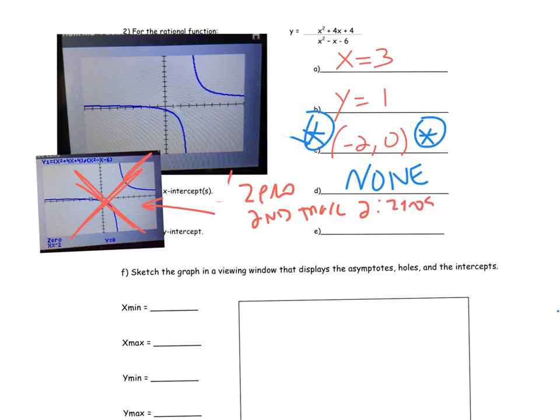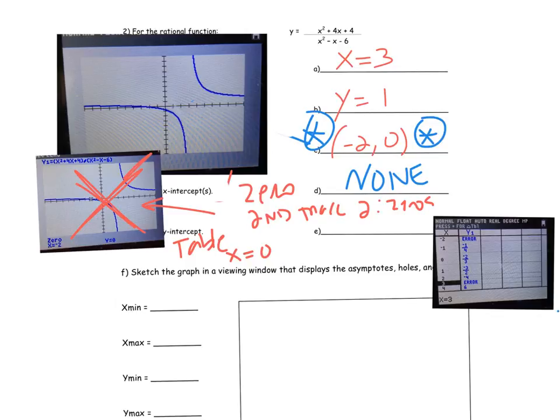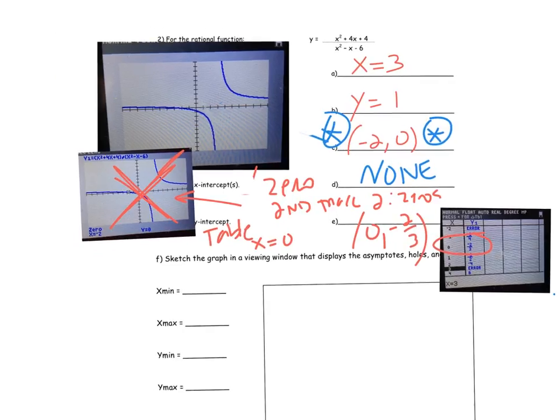And now finally, to find the y-intercept, we're just going to go to our table and look when x is equal to 0. So here, when x is equal to 0, our y-intercept turns out to be -2/3. So the point 0, -2/3 is our y-intercept.